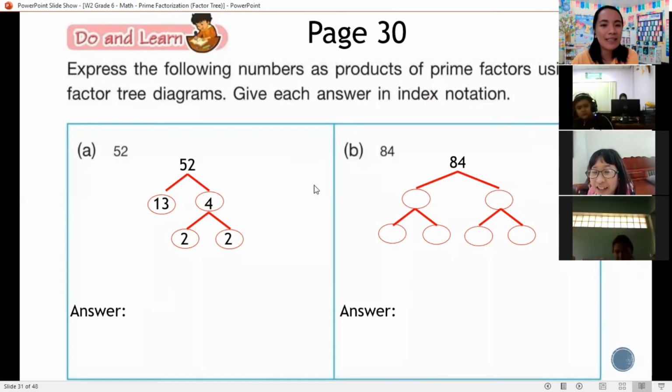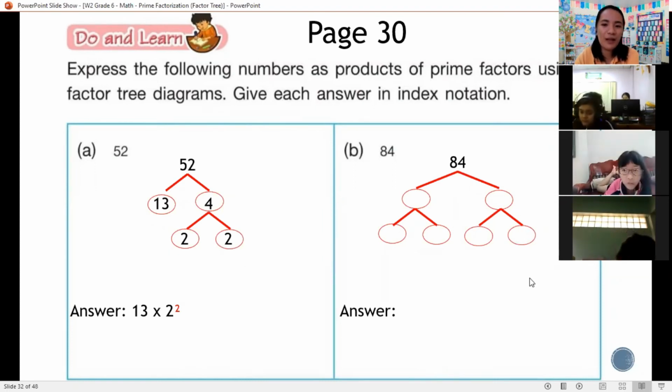13 times 2 times 2 is correct, but the instruction says to give each answer in index notation. Index notation, we have to the power of. Count. How many 2's do we have? 2. So the answer will be 13 times 2 to the power of 2. Okay, so for the others, very good. For the others, you write your answers in your book. Next will be letter B. Okay, I'll give you 1 minute to write the answers.